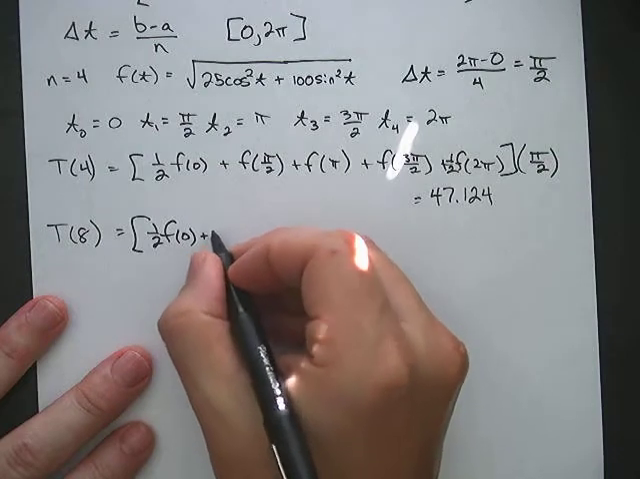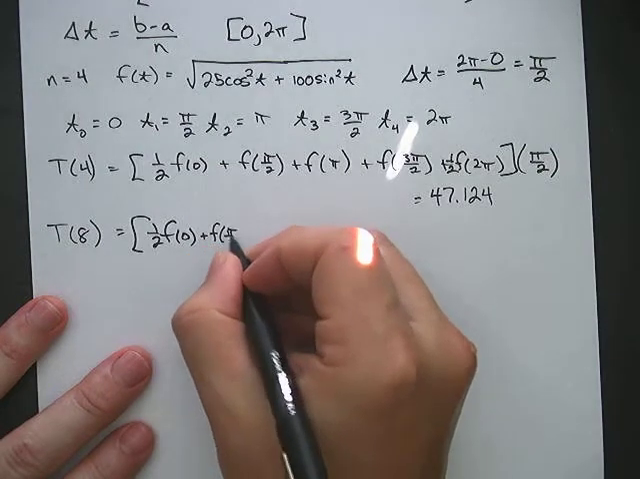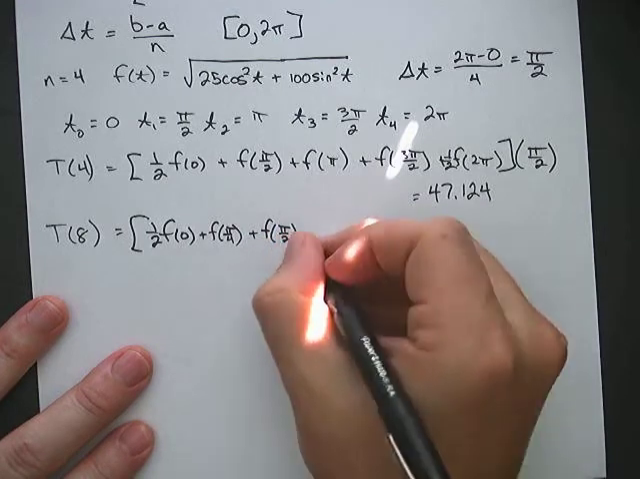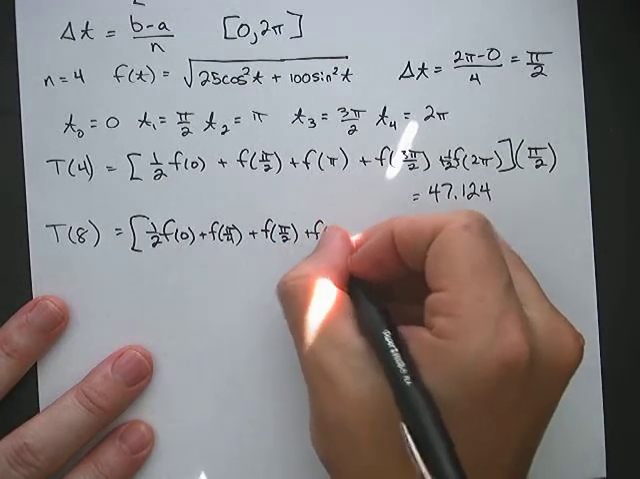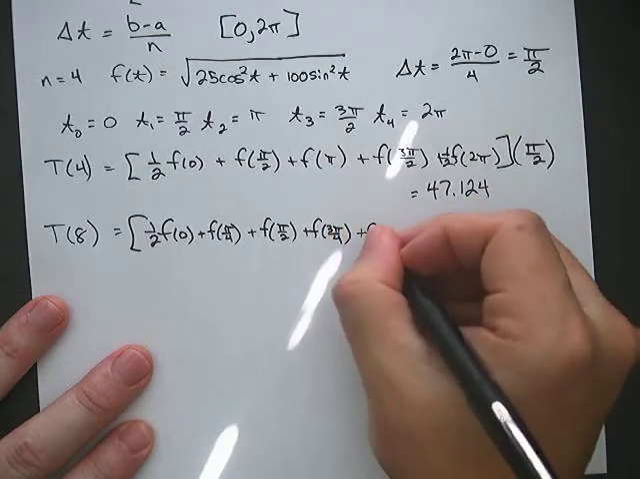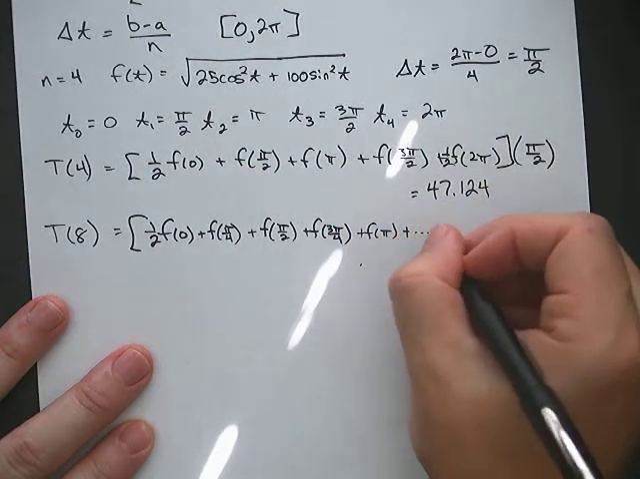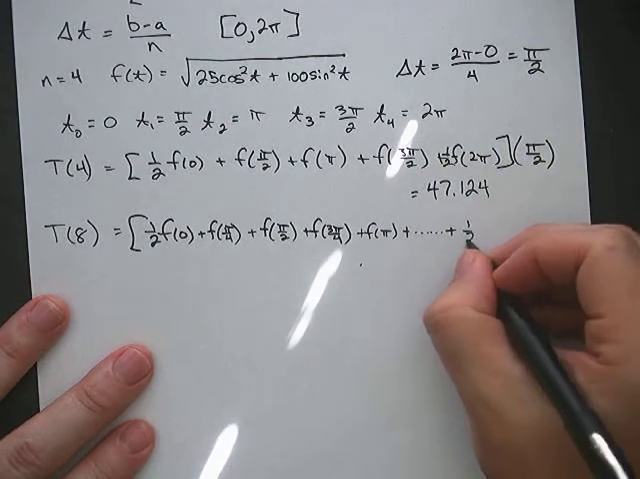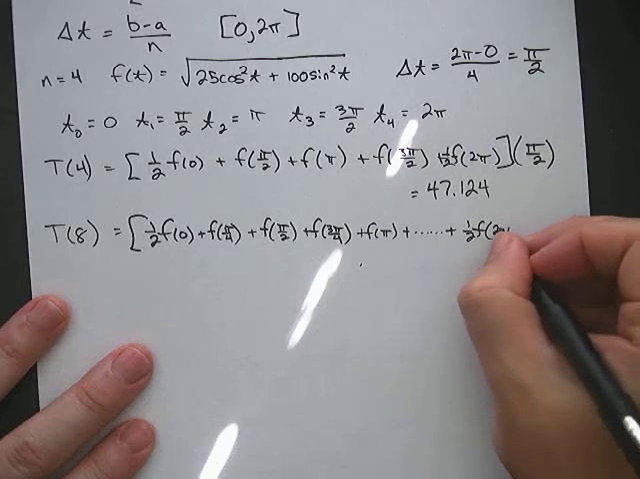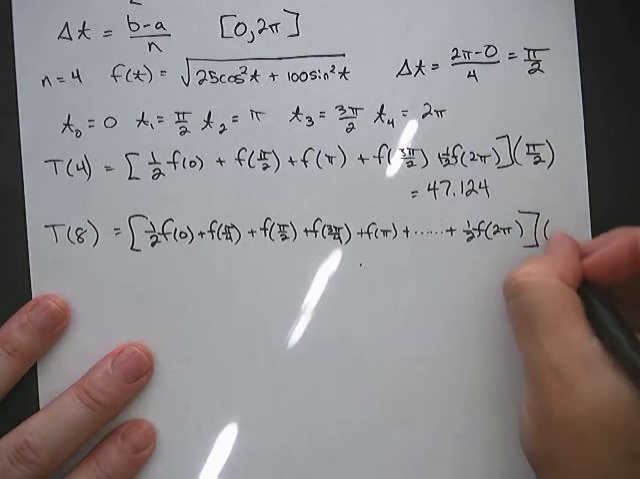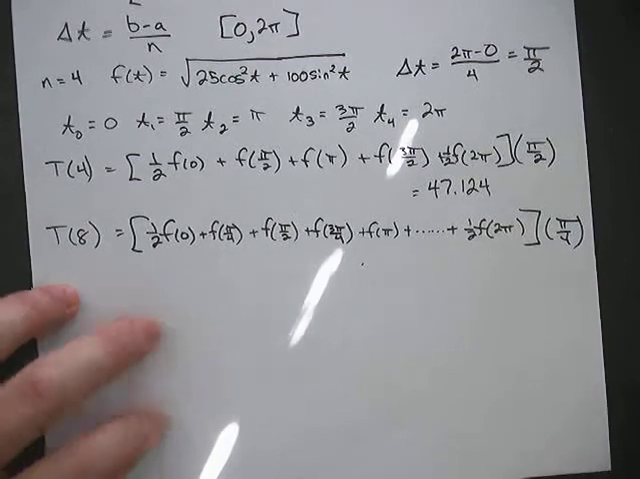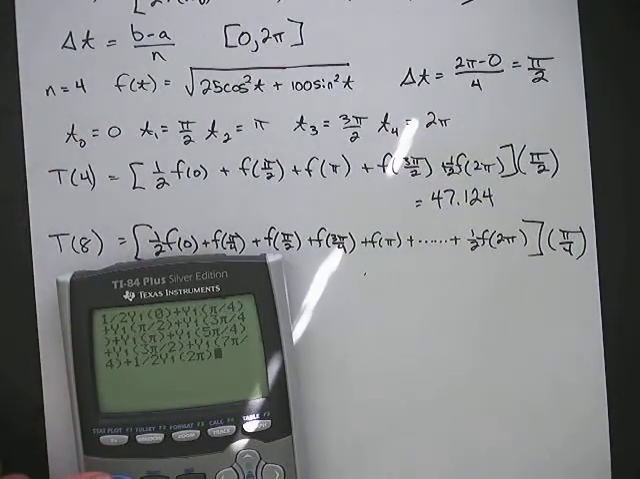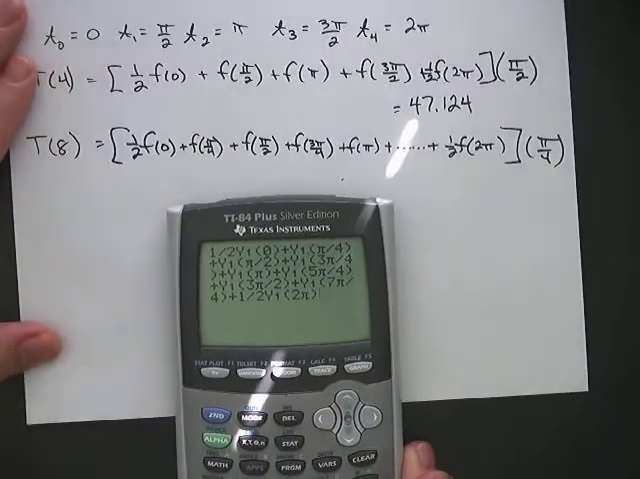So our next one would be f of pi over 4 plus f of pi over 2 plus f of 3 pi over 4 plus f of pi plus, and I'm not going to write all those out, I will type them in my calculator, and my last one will be 1/2 f of 2 pi, just like last time. Okay, and that's all multiplied this time by pi over 4. So again, go to the calculator. I typed this in ahead of time, so there we go. Give you a sec to take a look at that.